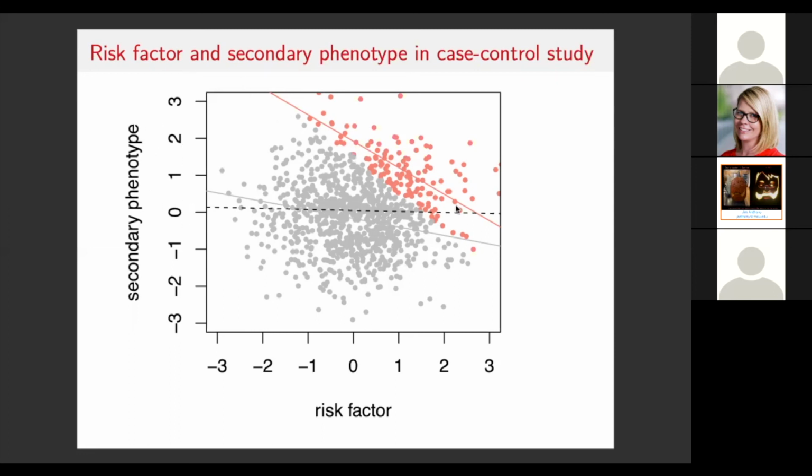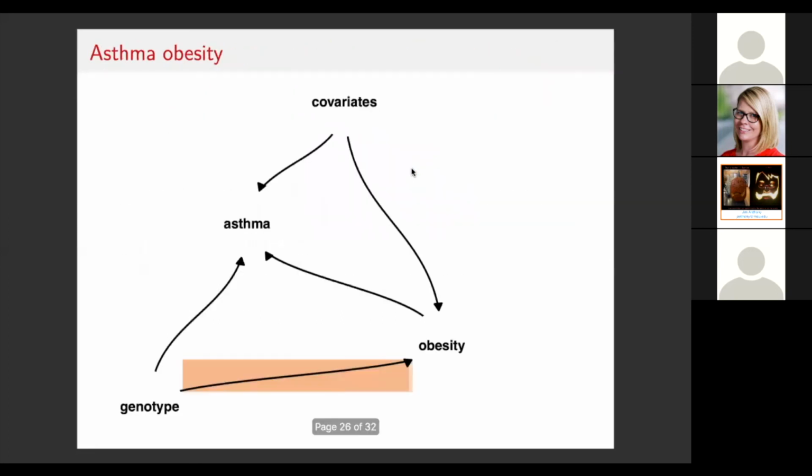If I look at just people with asthma, you will see an apparent negative correlation between the secondary phenotype and the risk factor, even though in the population there is none. So if I condition on asthma, that's how I induce an association between a secondary phenotype, obesity, and a risk factor, genotype.